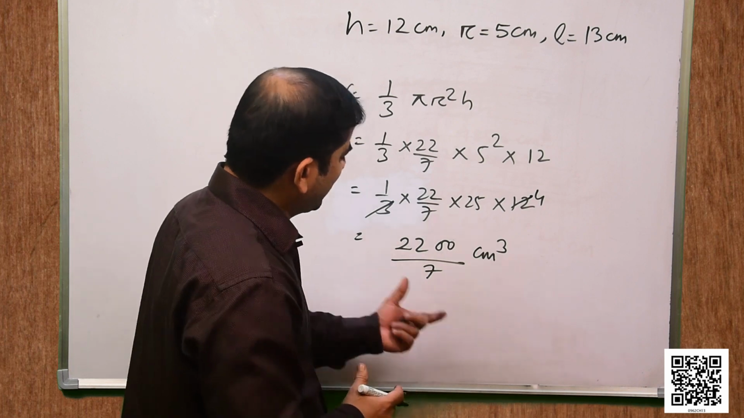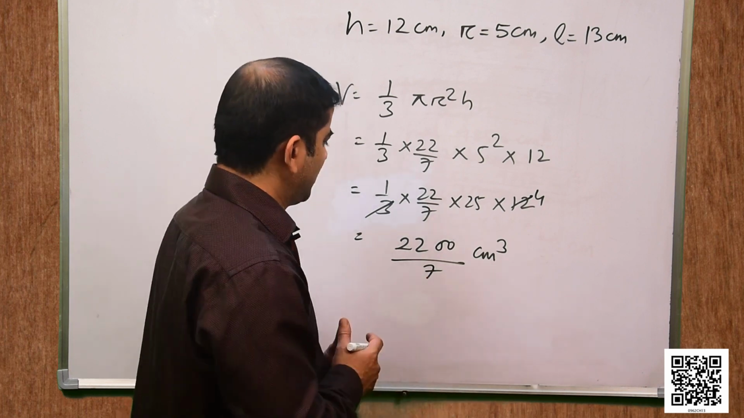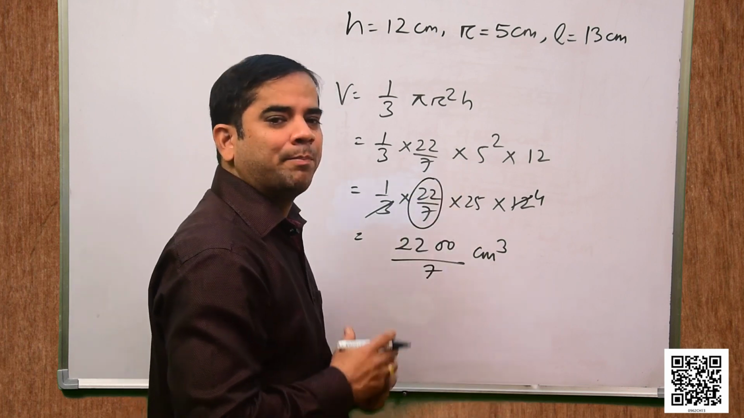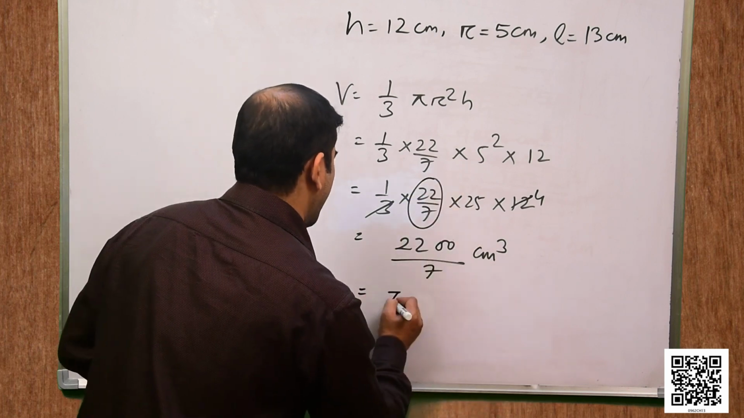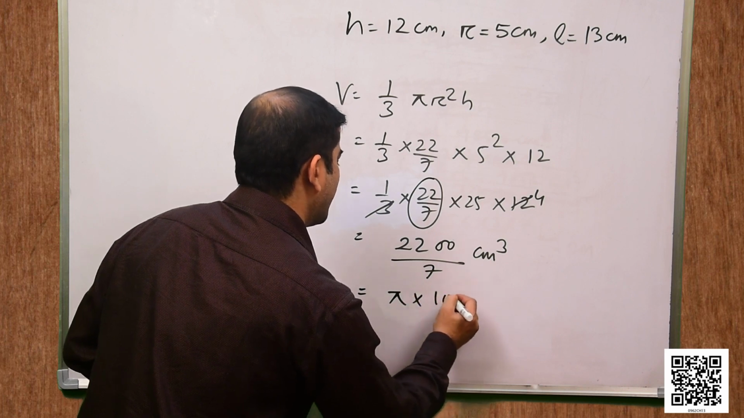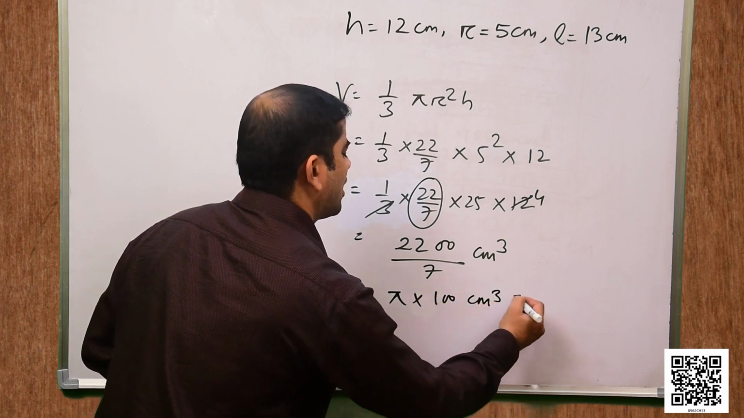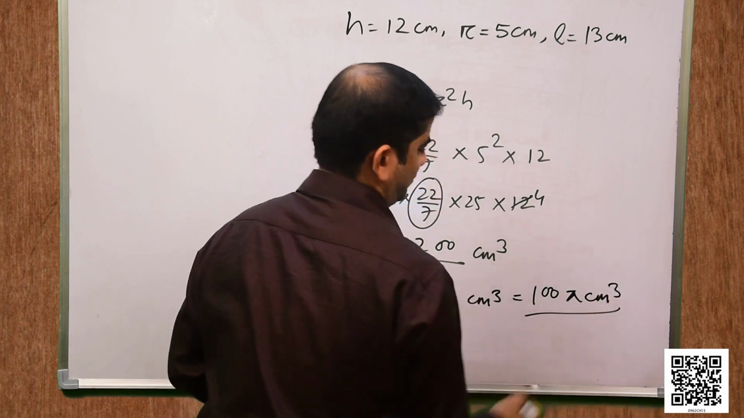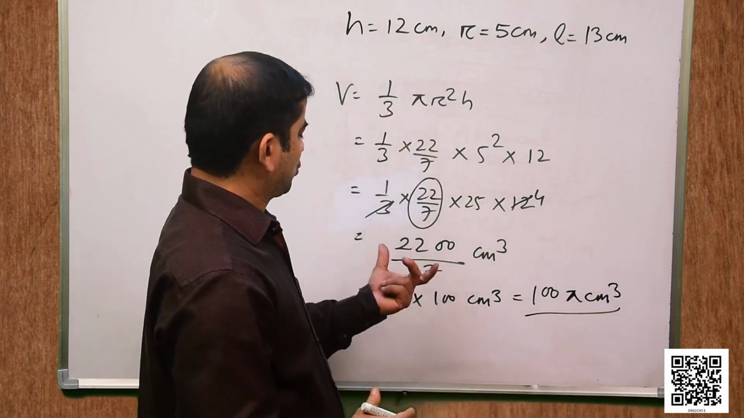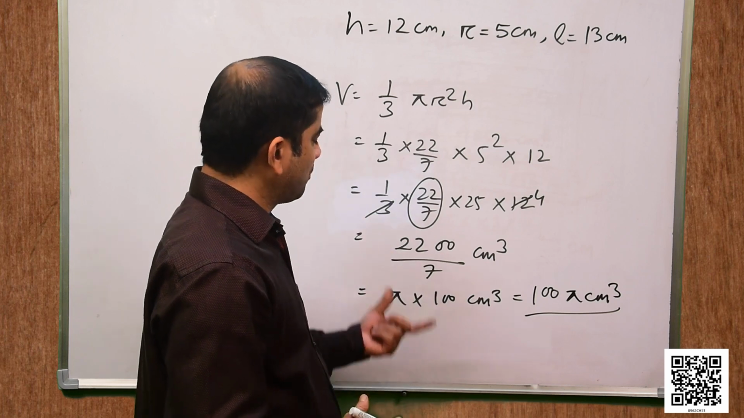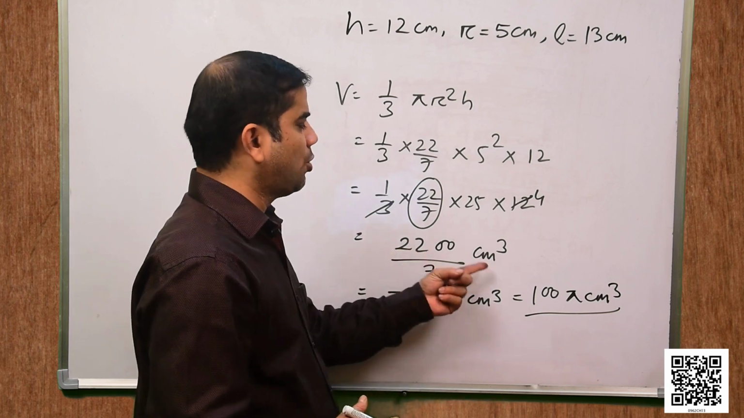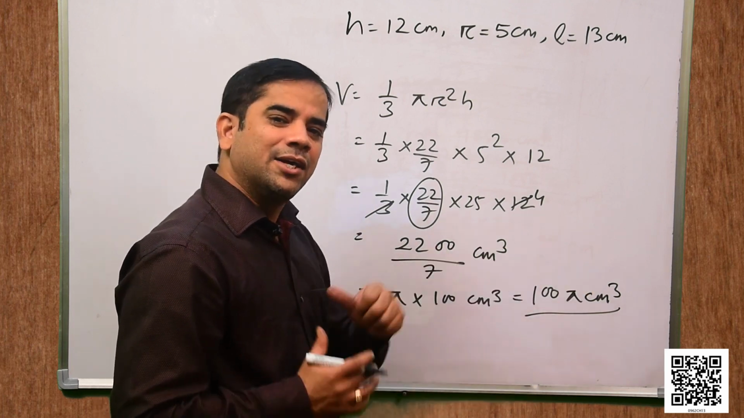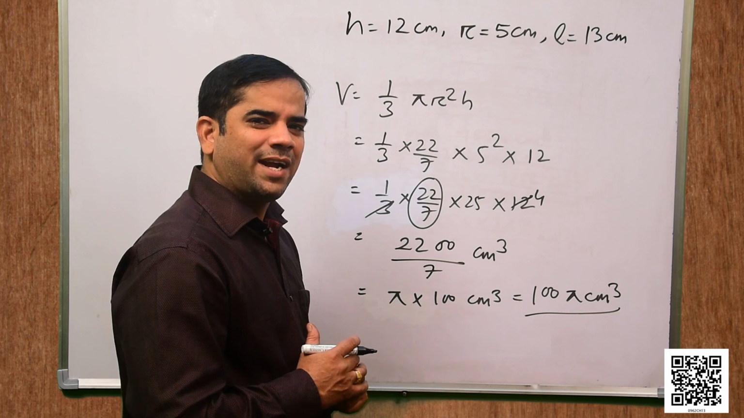Students, you can represent this in another way. See, if you substitute 22 by 7 as pi, what it becomes? Pi into 100 centimeter cube, or you can say 100 pi centimeter cube. Okay. So, the volume is found to be 2200 by 7 centimeter cube, or you can represent it as 100 pi centimeter cube. Okay. Hope you understand.